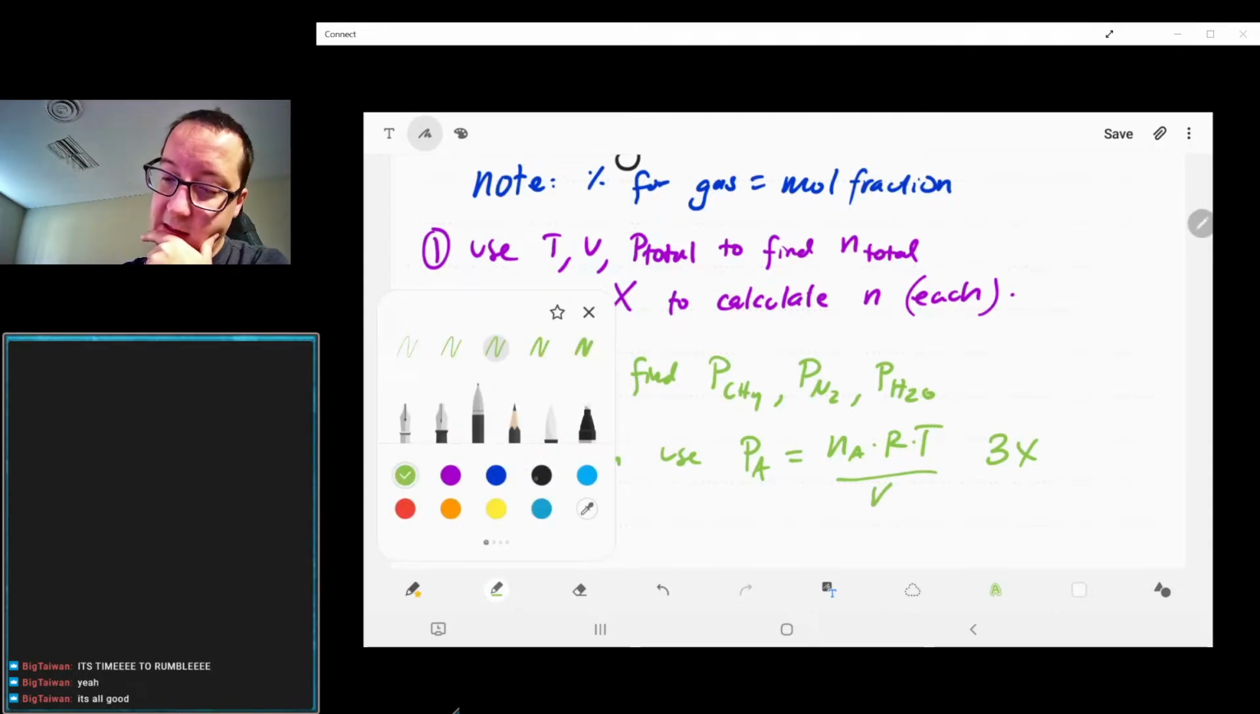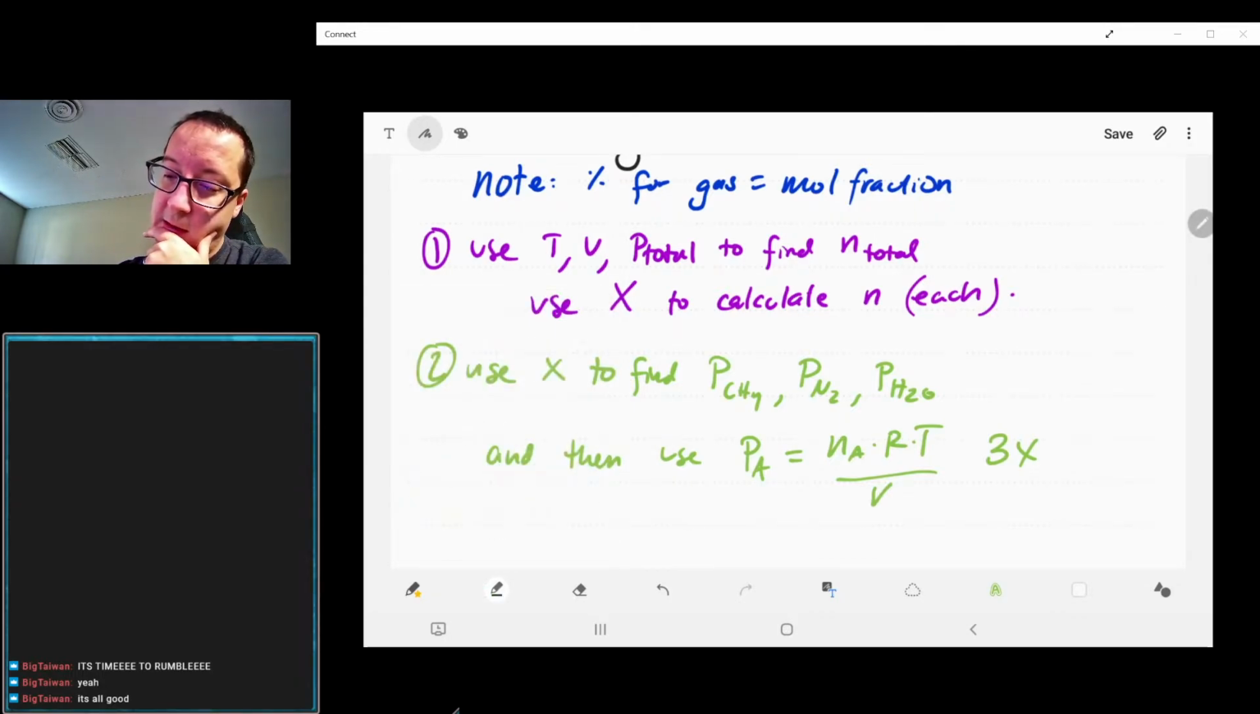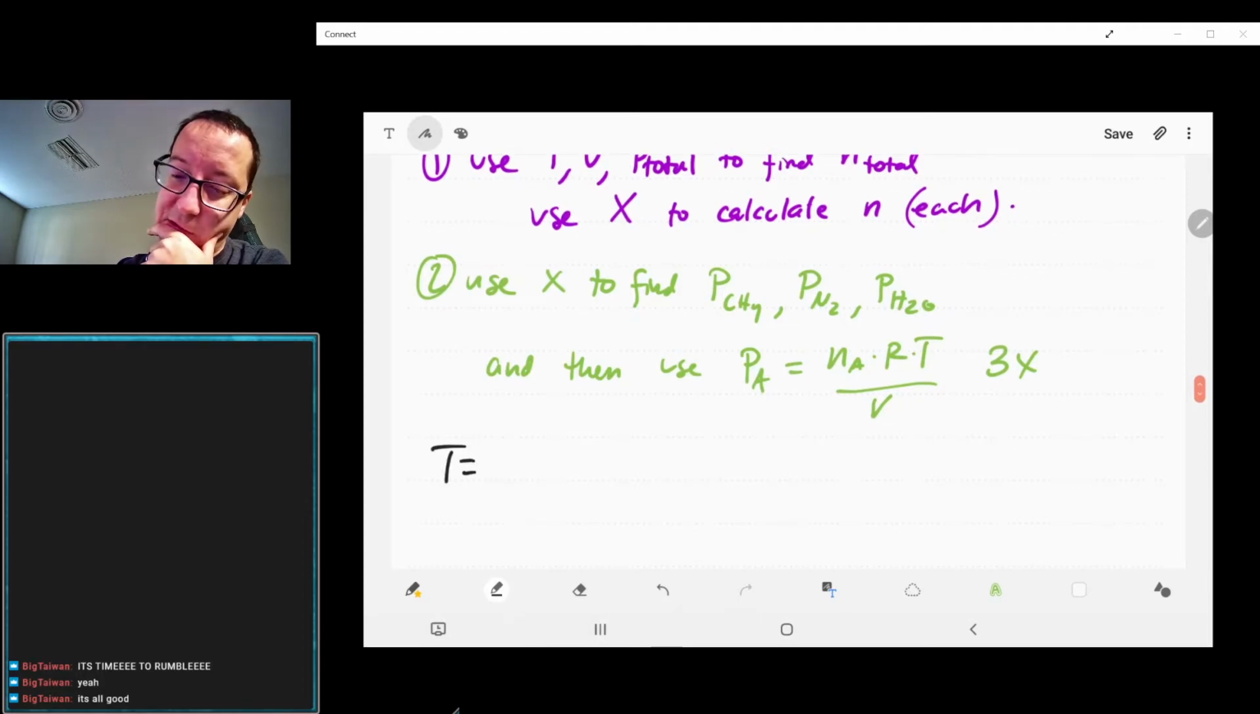And in that case, we saw that the temperature was, what, 400 Kelvin? The volume was 16 liters.